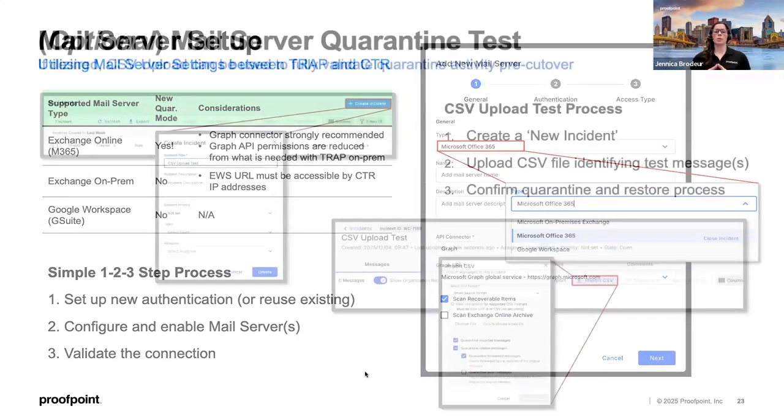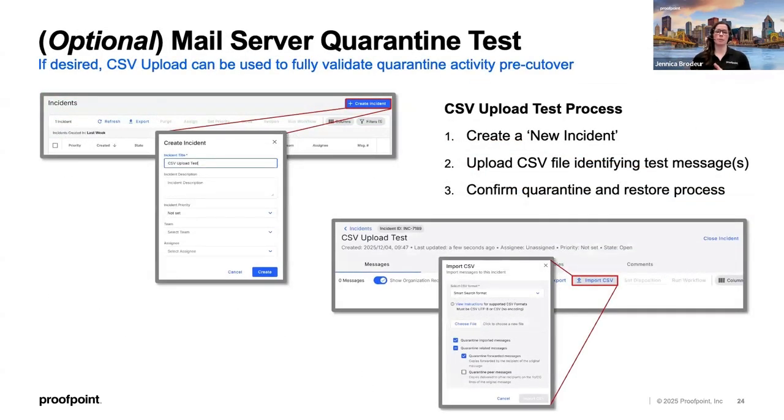I did want to point out that there is an optional step here that I sometimes do with customers. The validation of the connection really just looks at whether we are able to connect. If you want that full confirmation before cutover that you are able to quarantine and restore, we do have the option to use a CSV upload. This is a different process than what you might have used with TRAP on-prem.